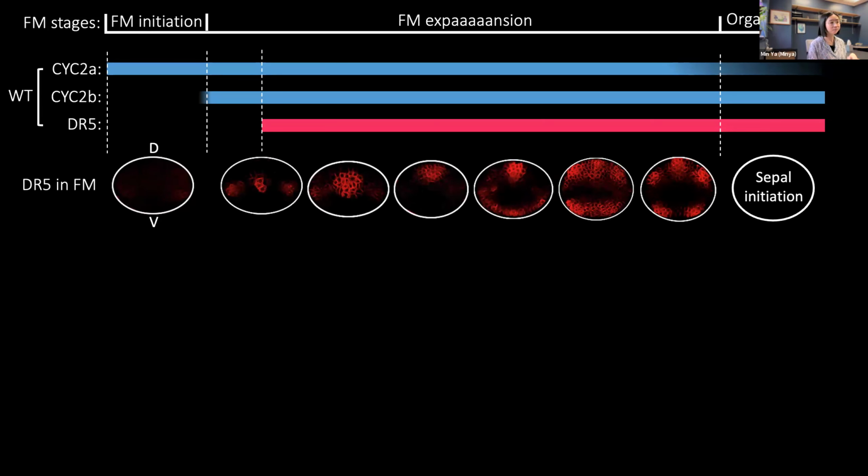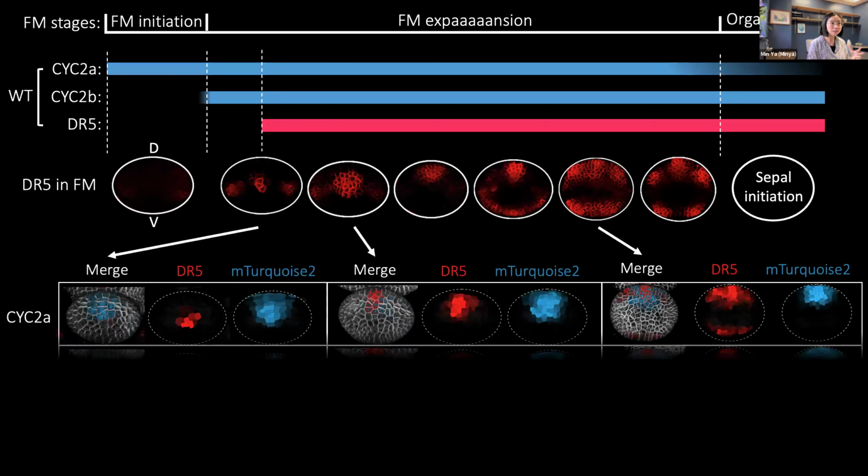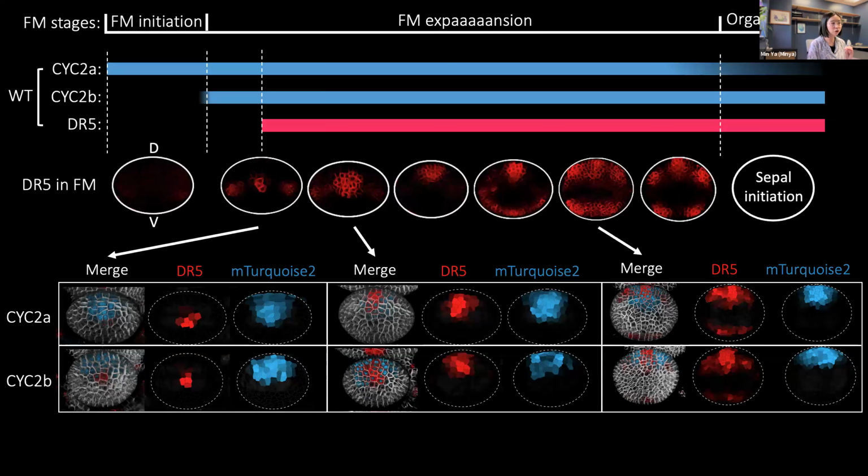During these stages, I know there's a lot of information to look at, but I want you to pay attention to 3 things. Firstly, during this entire stage, the floral meristem stayed round and chubby, right? There's no organ initiation. Secondly, both of the cycloidea genes remained in their dorsal expression domain very consistently, right?